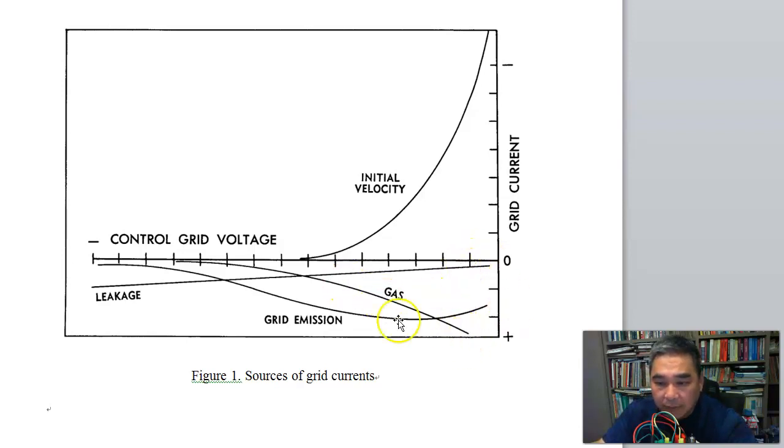The second source is a gas component. The third source is grid emission. Grid emission can be caused by pollution on the grid. When the grid is heated up, it will release electrons and cause this grid current. And the last one is a leakage current. I think this is probably due to a leakage path between electrodes.